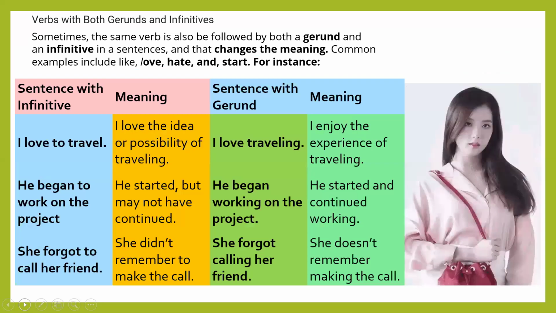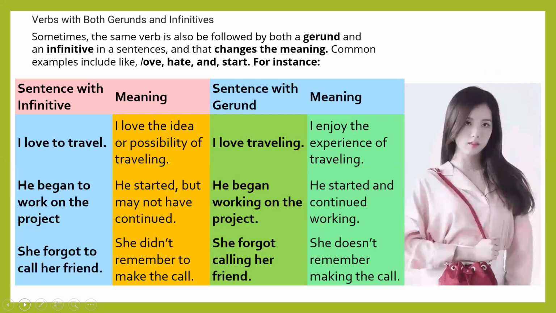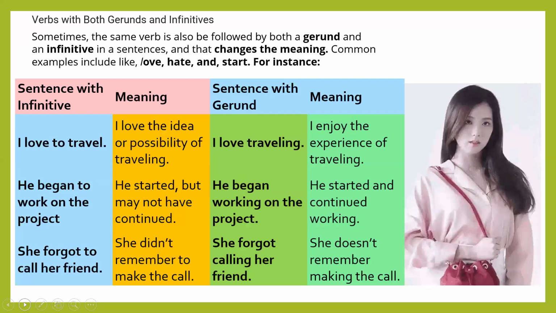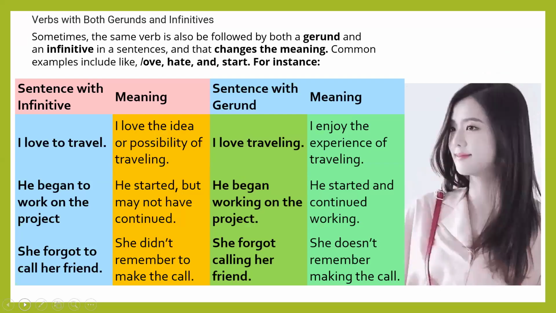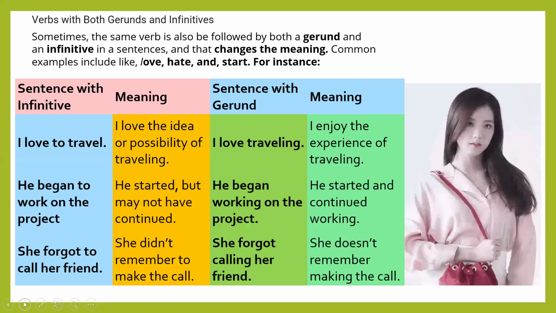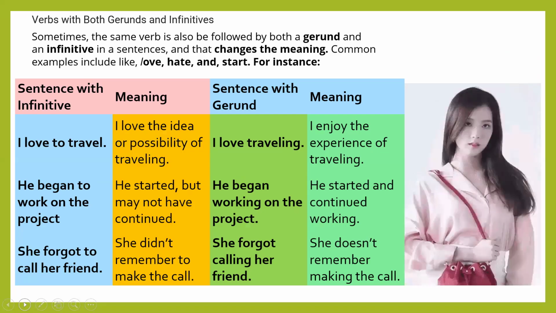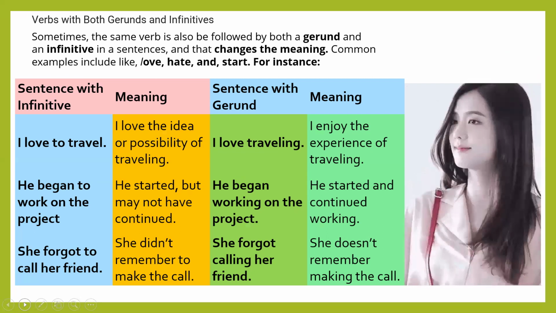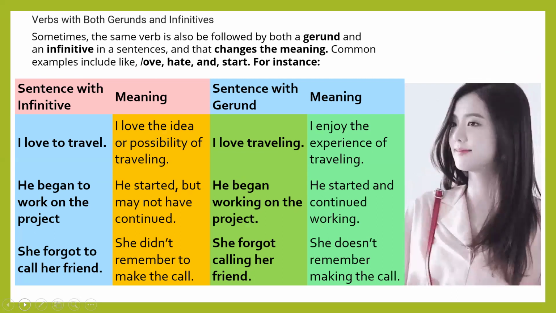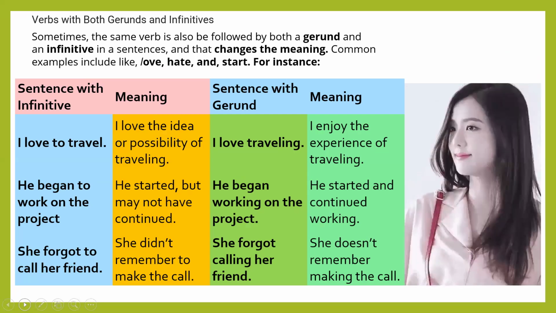Now, verbs with both gerunds and infinitives. There are a few verbs which can be used with an infinitive or a gerund in a sentence, and that changes the meaning. The meaning of the sentence will change. A few common examples are love, hate, start. I love to travel, and I love traveling.